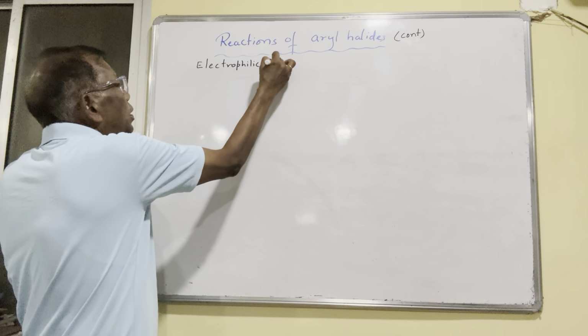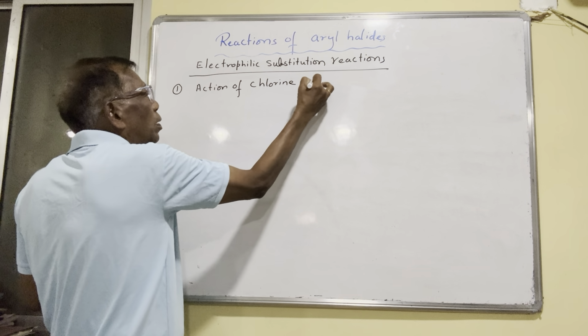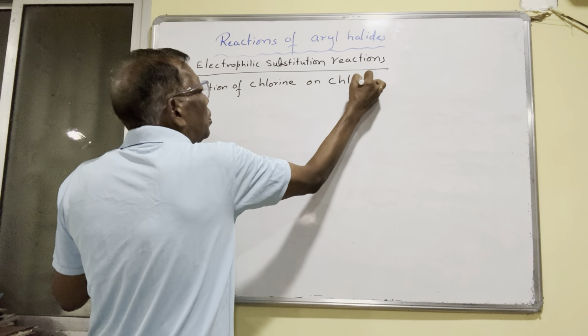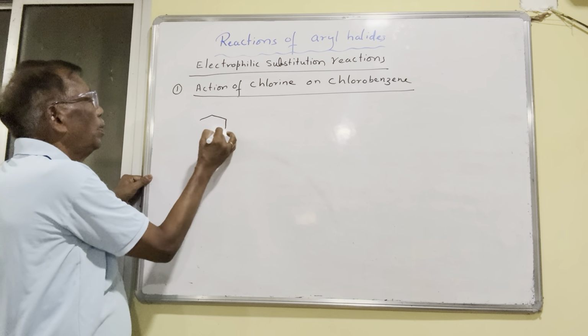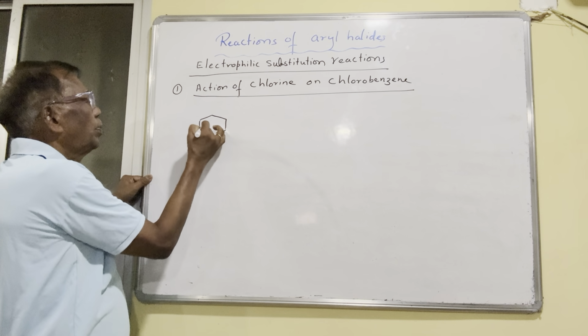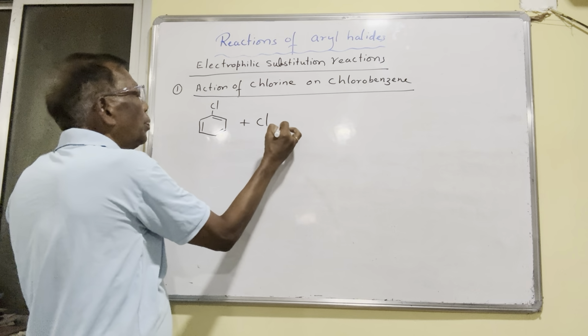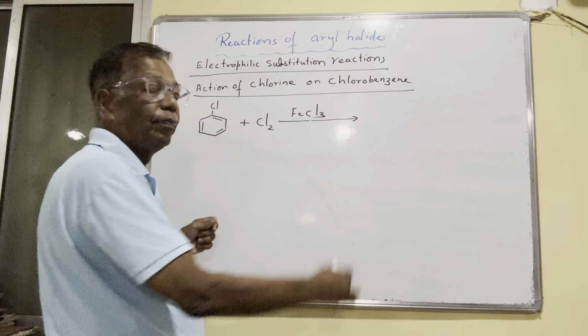So the first is the action of chlorine. This is called chlorination reaction. Chlorine on chlorobenzene. So suppose we take chlorobenzene and treat this chlorobenzene with chlorine in presence of ferric chloride, FeCl3.